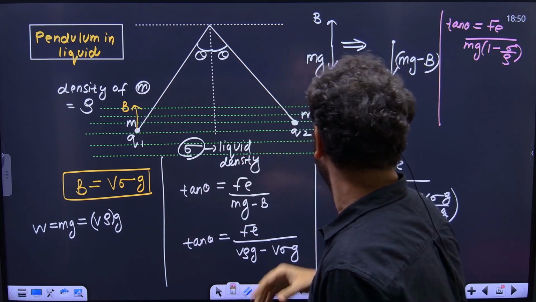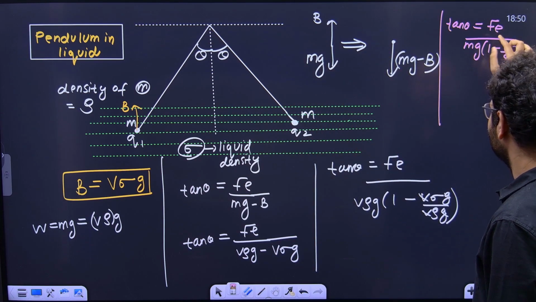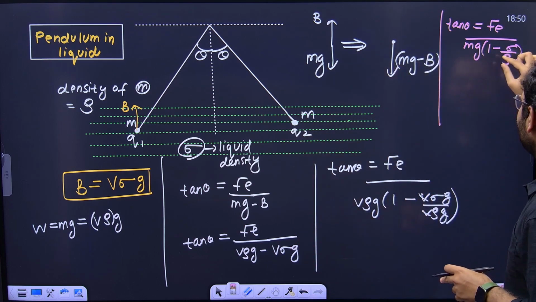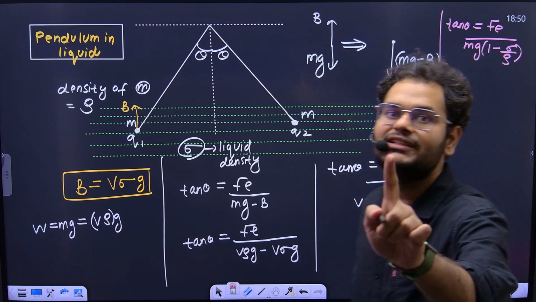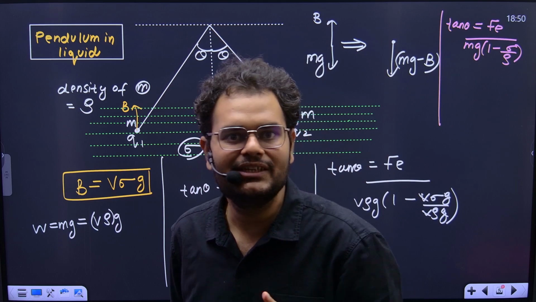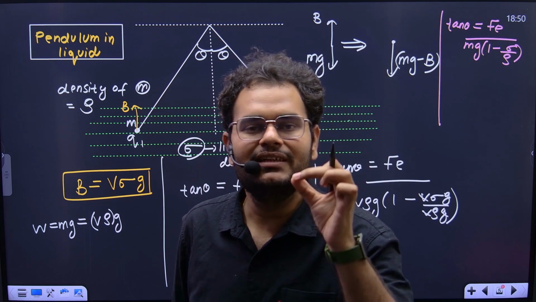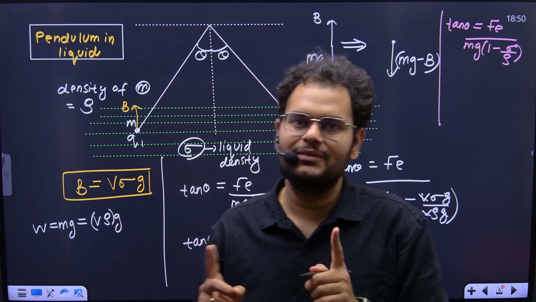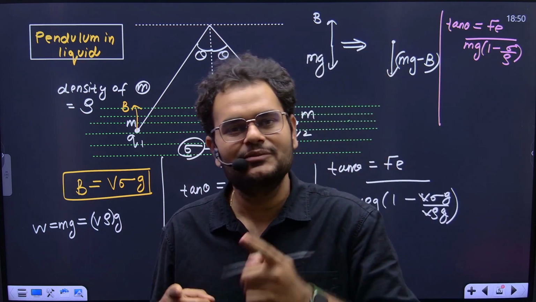Are you getting it? So you must remember the formula the same way. See, Fe upon mg is as it is, no change in that. 1 minus sigma by rho. Sigma is what? Density of the liquid, and rho is what? Density of the charge. So the density of the liquid comes in the numerator, the density of the charge comes in the denominator. Same, remember it two times: liquid comes in the numerator, charge comes in the denominator.